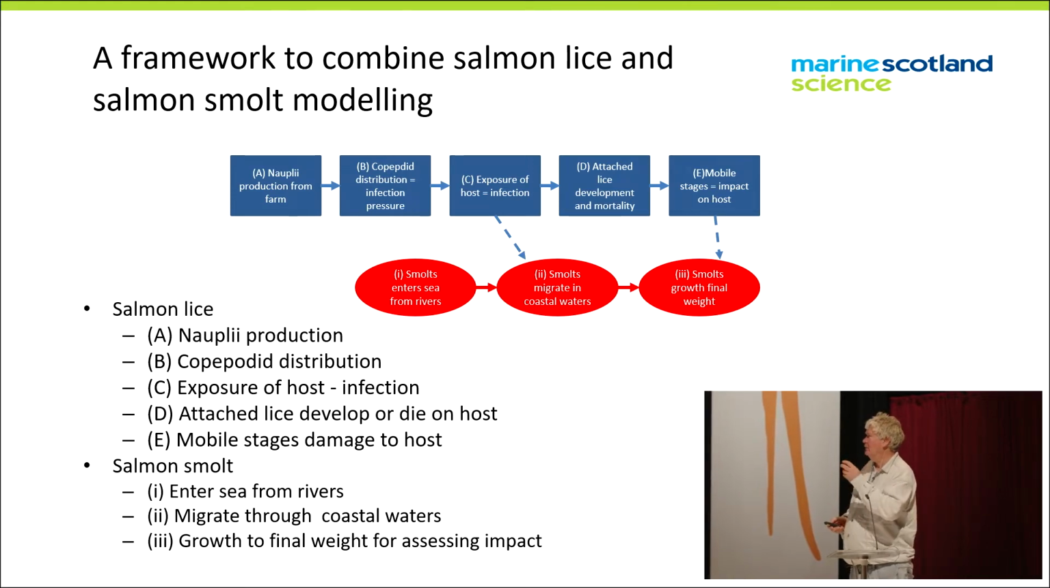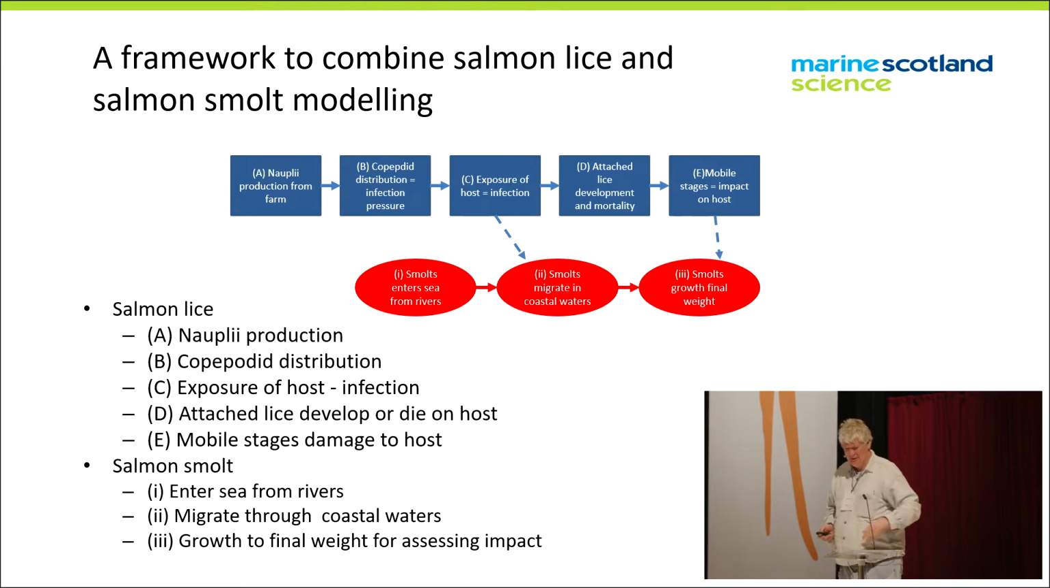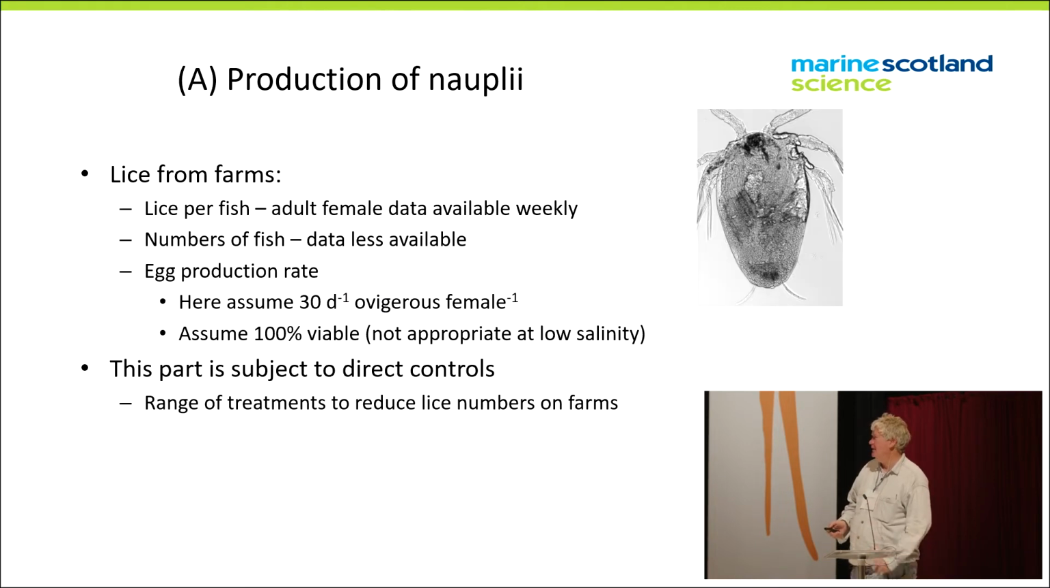to look at combining a model of salmon lice, from the production of nauplii at the one end to the impact of the adult lice on those hosts, combined with the smolt model consisting of 3 steps from the smolts entering the sea to the smolts leaving the coastal system. So I'll run through all these steps one by one.